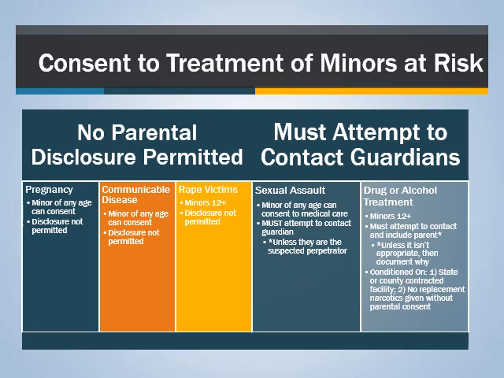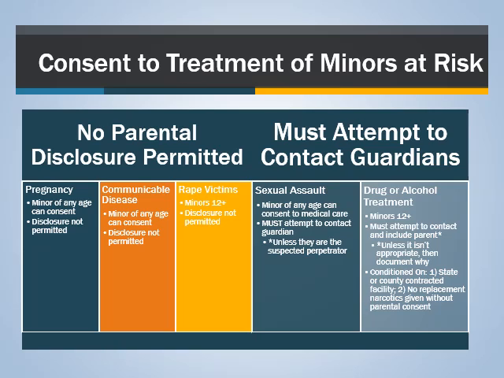So we're going to talk about consent for treatment of minors that are at risk. The first thing to talk about would just be, there's two categories you'll see here. One is where not only is the minor able to give their consent, but they are really protected in terms of their confidentiality, and the healthcare provider is not even permitted to inform the parents or guardian. Even if they wanted to, they would be breaking the law.